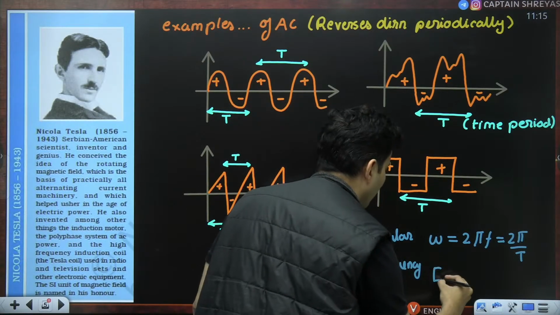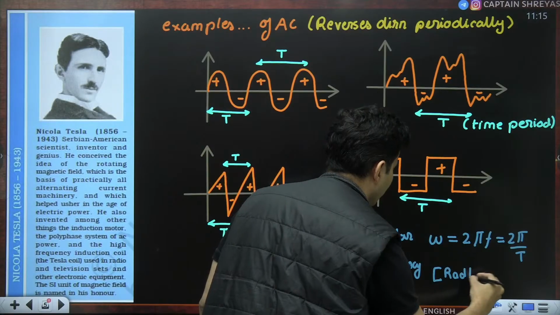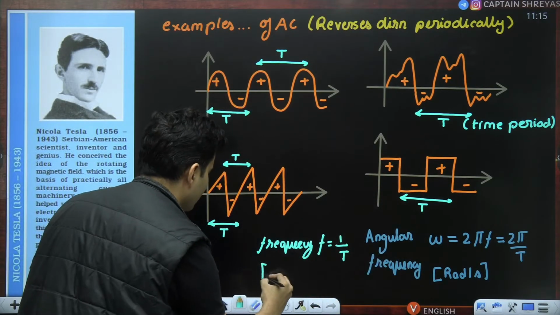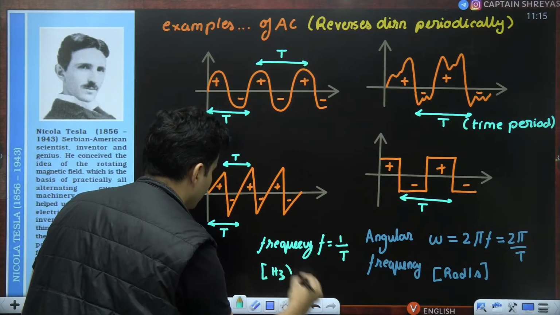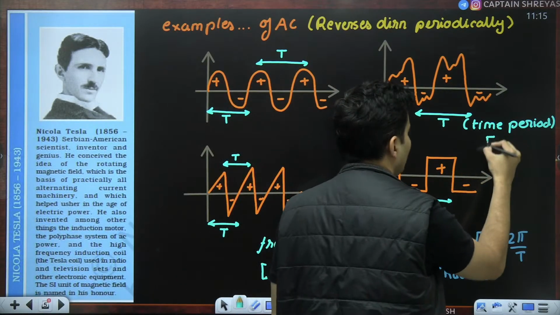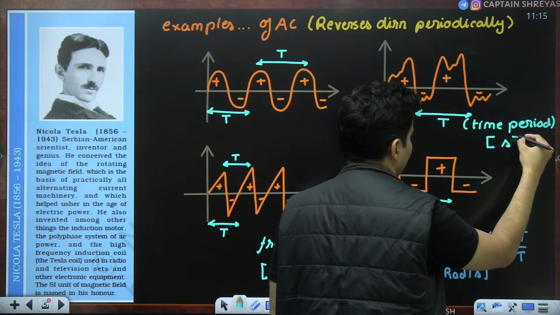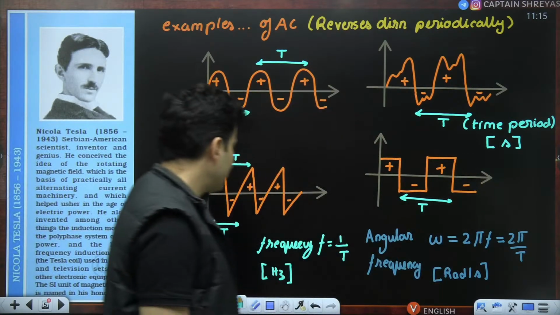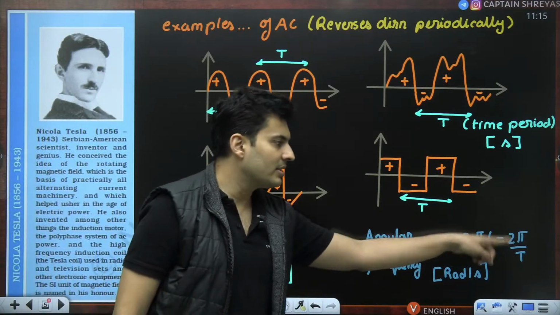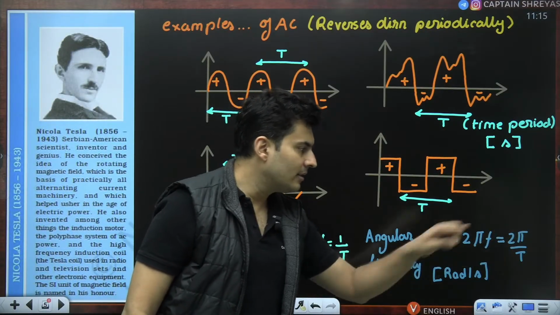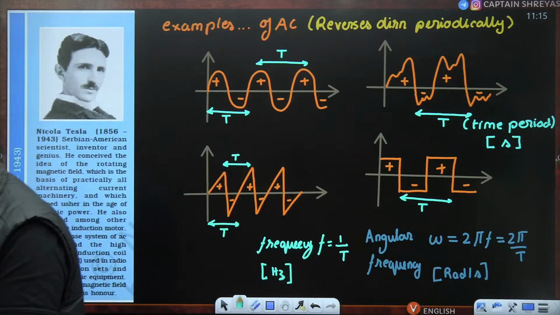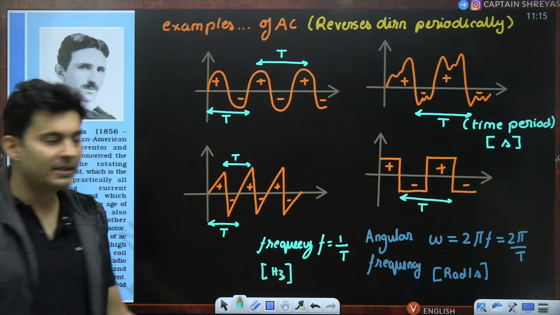The unit of omega is radians per second. The unit of frequency is hertz, because time period is measured in seconds, so frequency is 1 by second, which is a hertz, and angular frequency is 2 pi by T. This is radian, this is second, so radian per second, that is your omega. I hope this is absolutely clear.